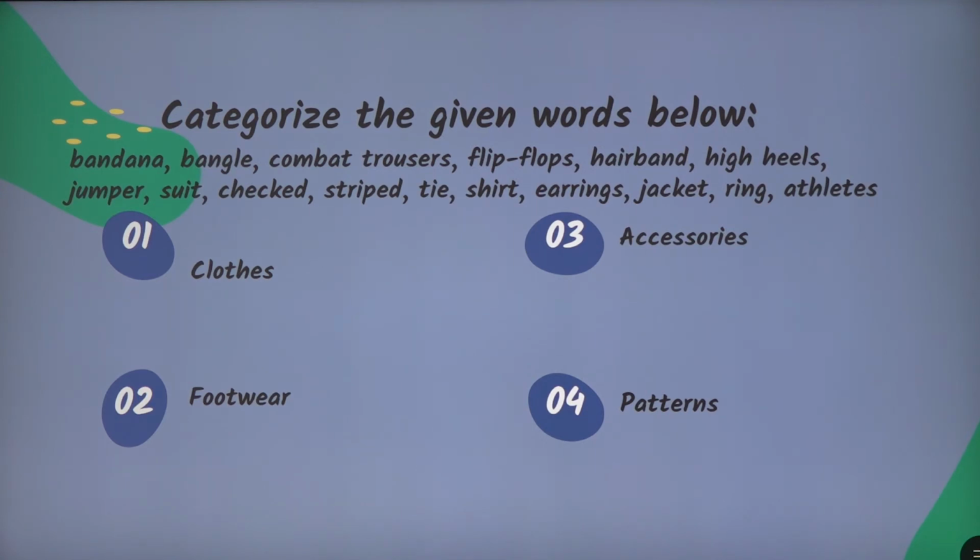For example, under clothes, we can have combat trousers, jumper, suit, shirt, jacket. Then footwear, we've got flip-flops, high heels, athletes. Then we've got accessories, which are bandana, bangle, hairband, earrings, and ring. And then we've got the patterns, which are checked and striped.